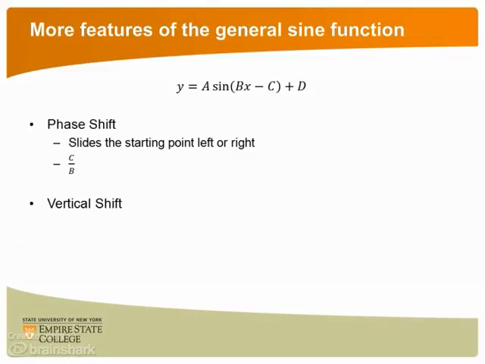To find the phase shift, divide the value for c by b. Note that the c is being subtracted. This means we need to switch the sign we see to its opposite. A vertical shift moves the graph up or down. It is exactly the value for d. Let's see an example.